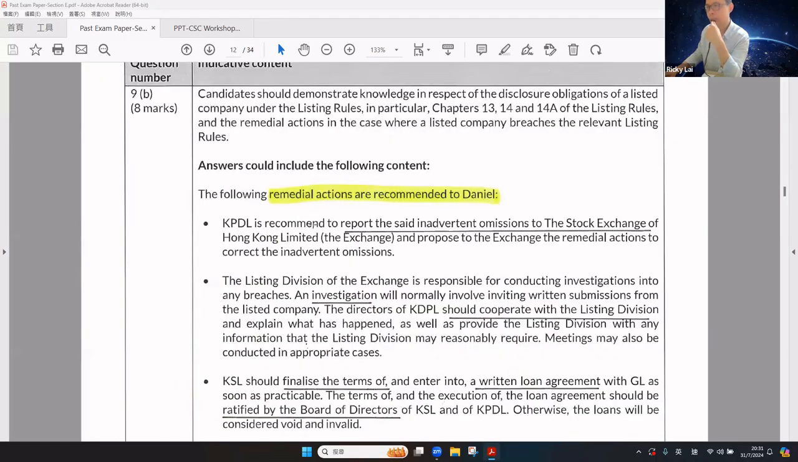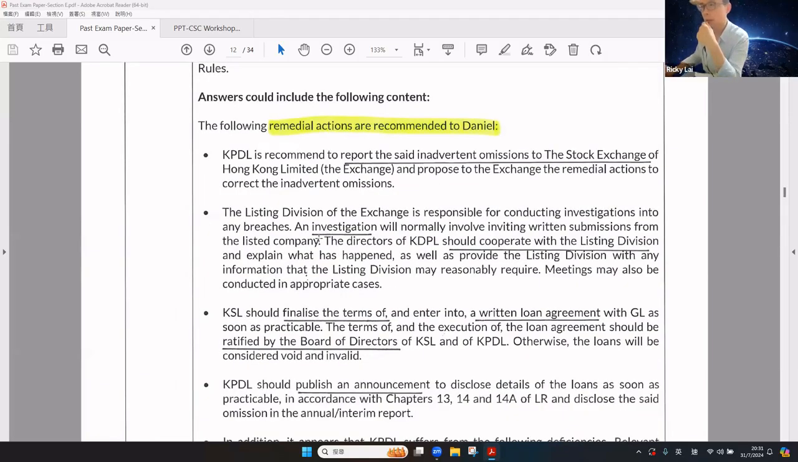Now look at Part B. What are the remedy actions which we can recommend to the chairman? Because of the breach of the listing rule, the listed company is recommended to report the inadvertent omission to the stock exchange and propose to the stock exchange the remedy action to correct the inadvertent omission.